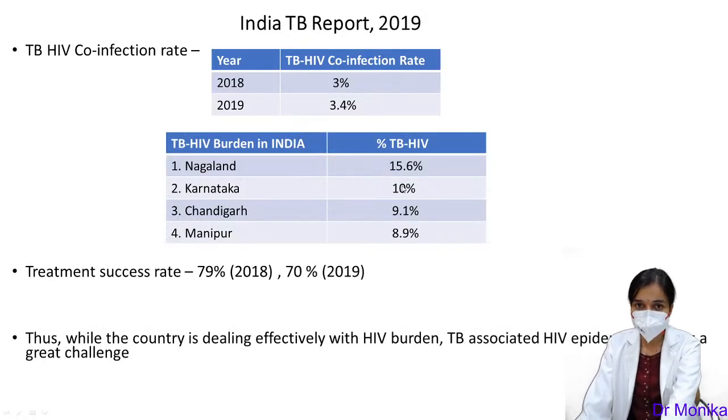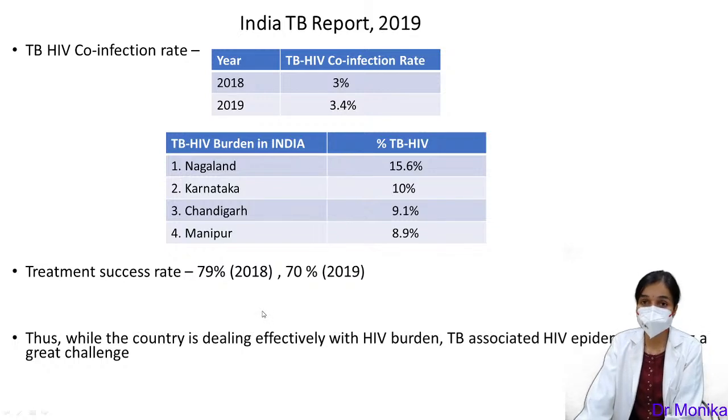So this is the data which I have taken from the India TB Report 2019, published in September 2019. It shows that the co-infection rate has been increasing in India from 3% to 3.4%. Also, if we look at the TB-HIV burden in different states, we'll find that Nagaland ranks first, contributing around 15.6%, followed by Karnataka, Chandigarh, and Manipur.